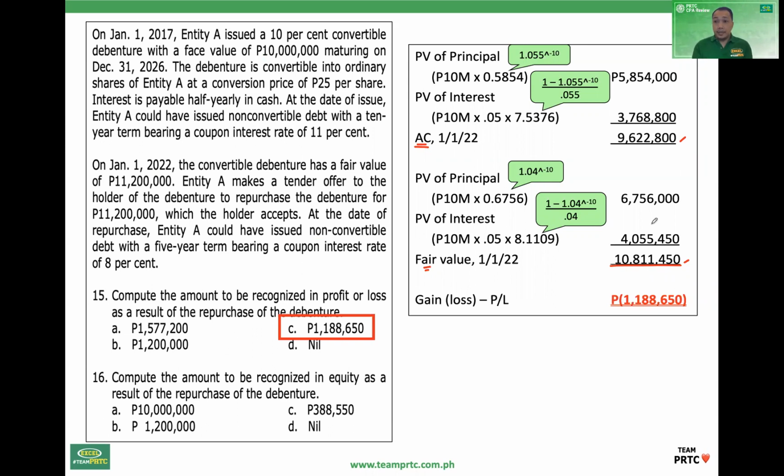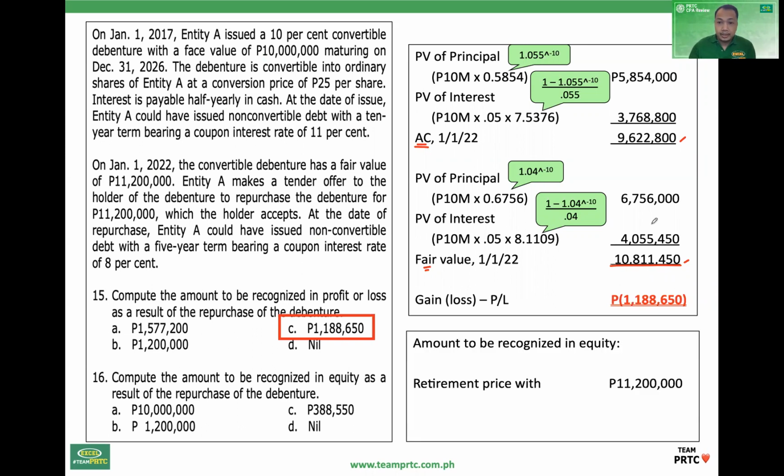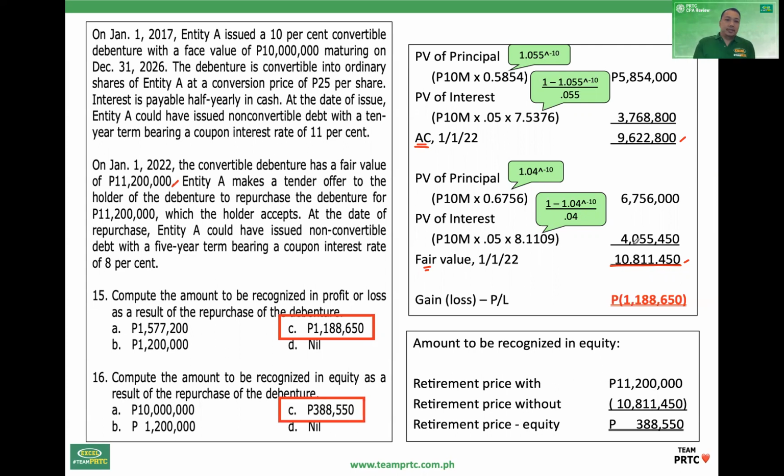Okay, magkano sa equity? Retirement price with is 11.2. Ito yung in-offer. So, ito yung retirement price without yung fair value ng liability. So, the difference, yun yung amount paid to retire the option to convert. At yung amount na yan, paid to buy back, to retire, yung option to convert, deduction yan from equity. So, 16, letter S.